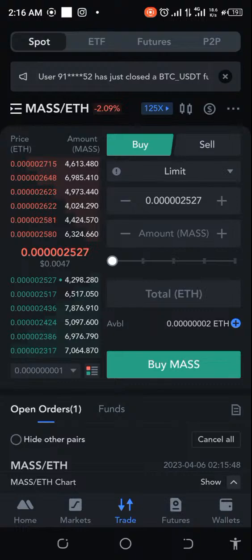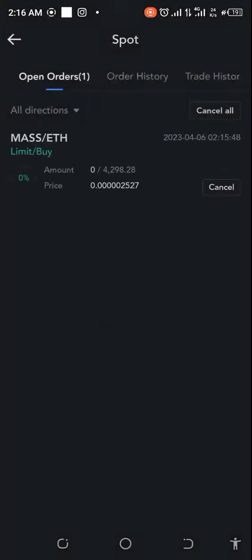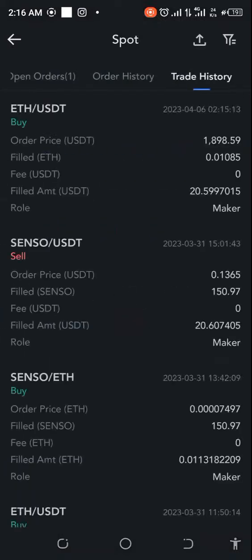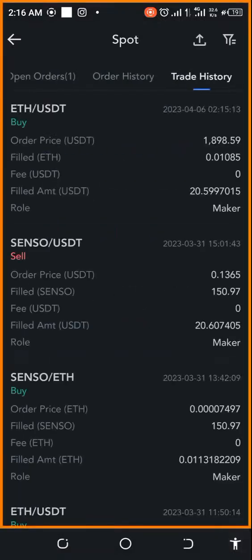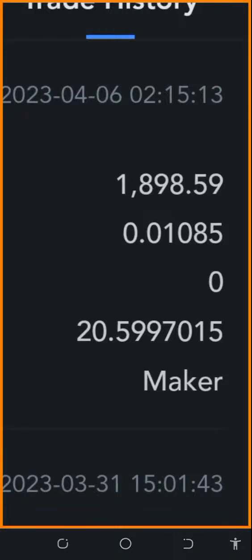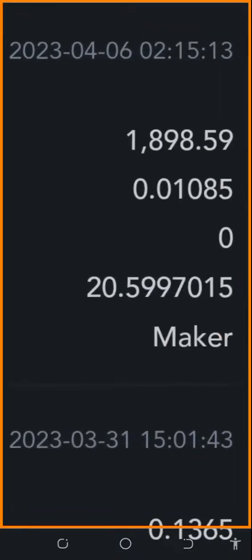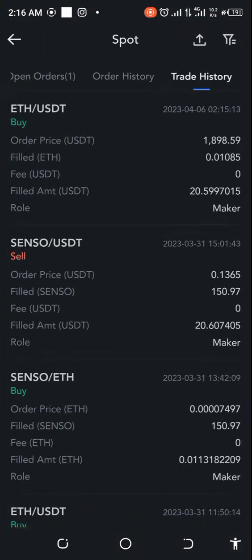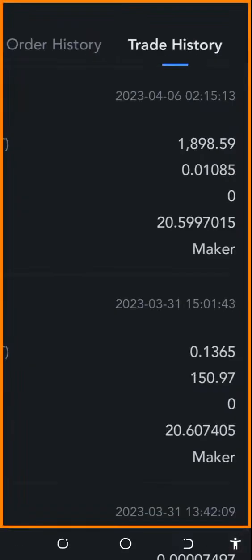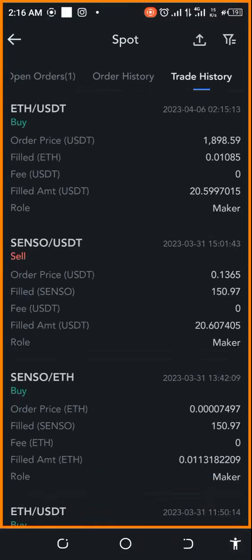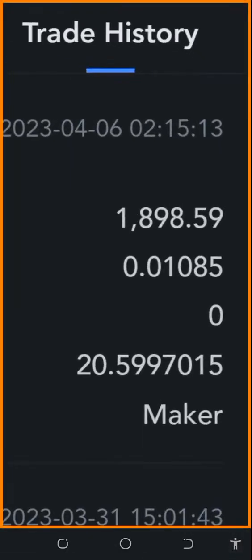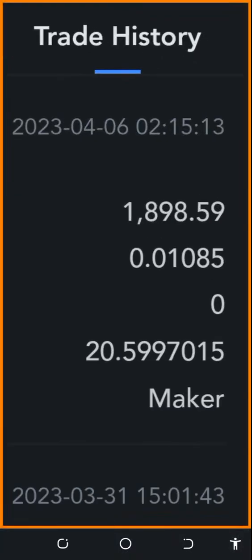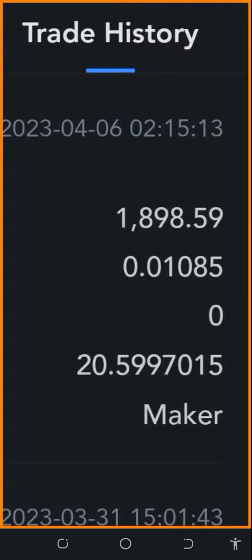So let's go to the trade history and see how much we bought ETH. And that's what we're going to use to go ahead with this. So we bought ETH at 1898. Am I sure? Oh, at what level? Oh, sorry, the order price. Oh yeah, the order price was 1898.54.